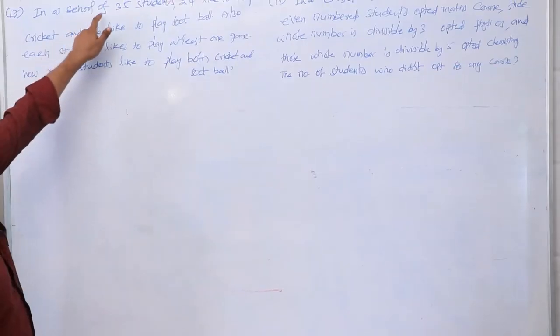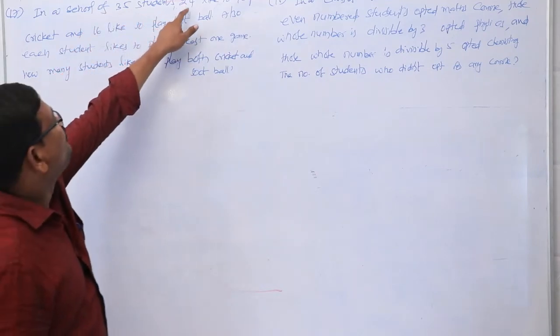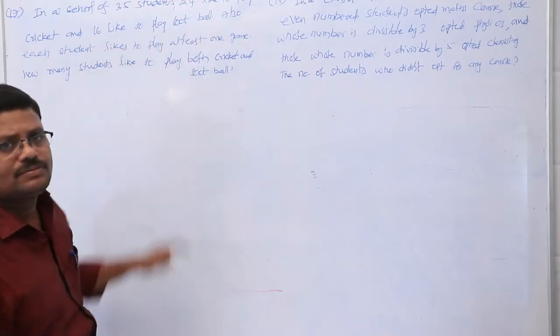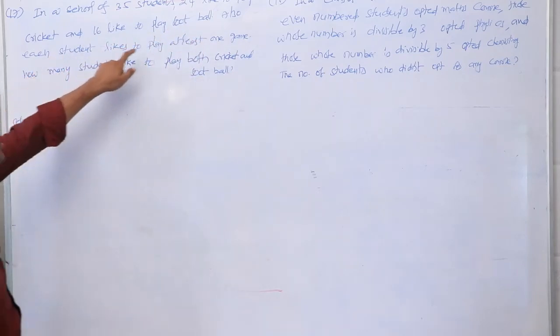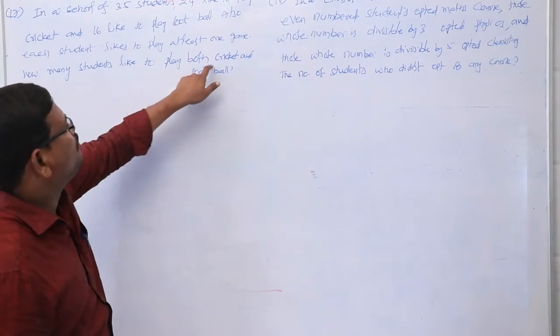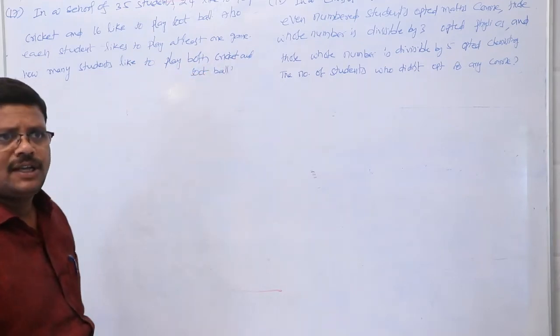In a school of 35 students, 24 like to play cricket and 16 like to play football. Also, each student likes to play at least one game. How many students like to play both cricket and football?